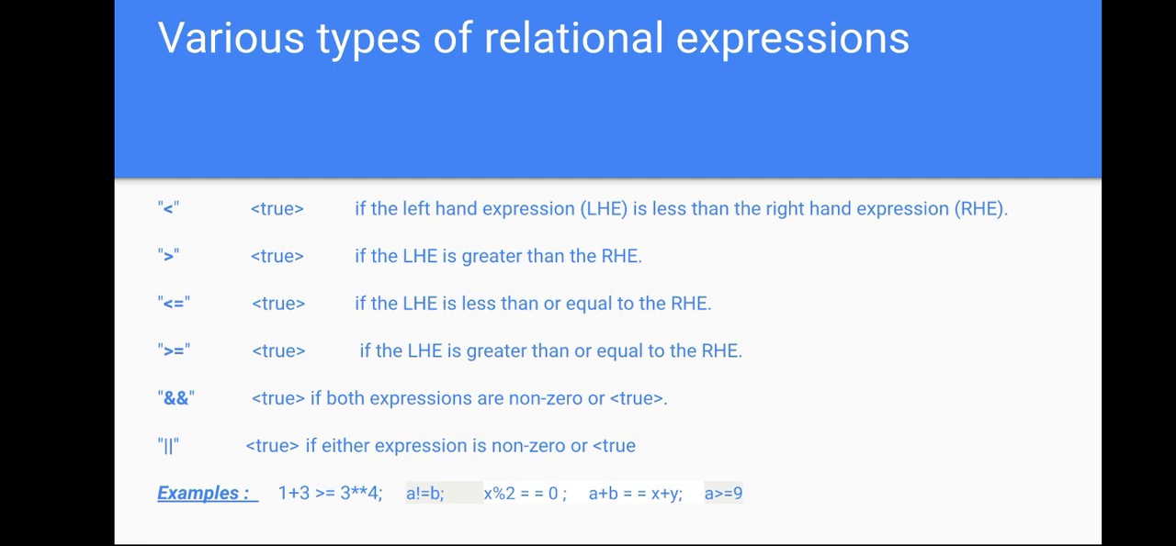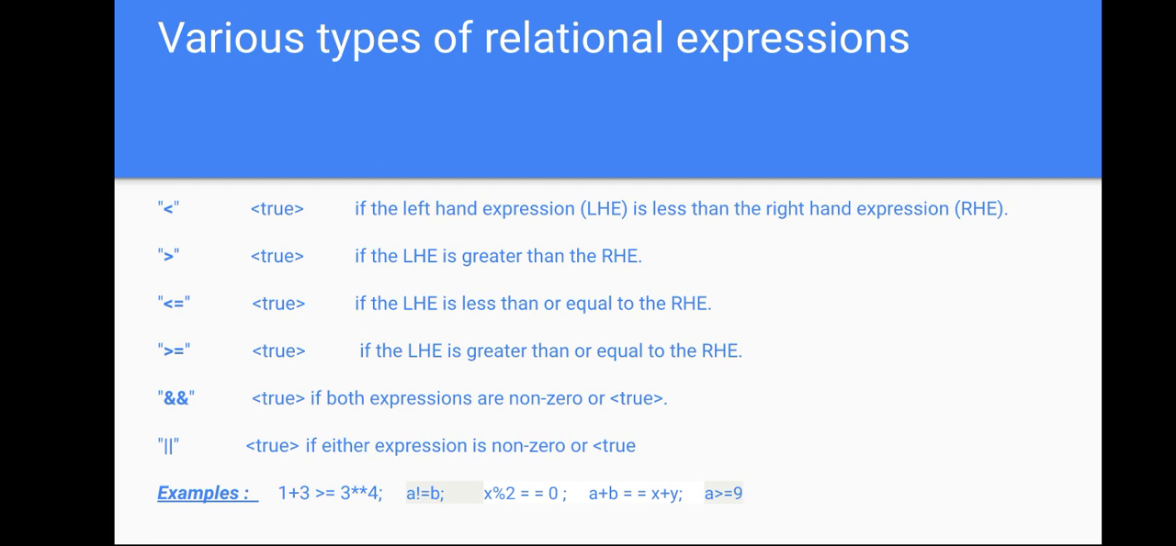Here I have given some examples for the relational expression. Below you can see if 1 plus 3 greater than or equal to 3 power 4, that is one relational expression. This relational expression may compare any arithmetic expression or logical expression. I can also check if a greater than b, a less than b, as variables. I can check between two variables, between two expressions, or between a variable and a constant also.